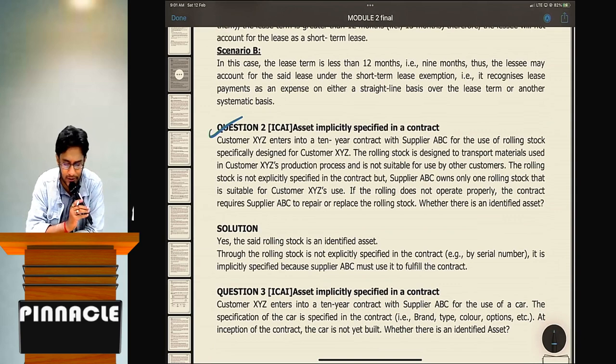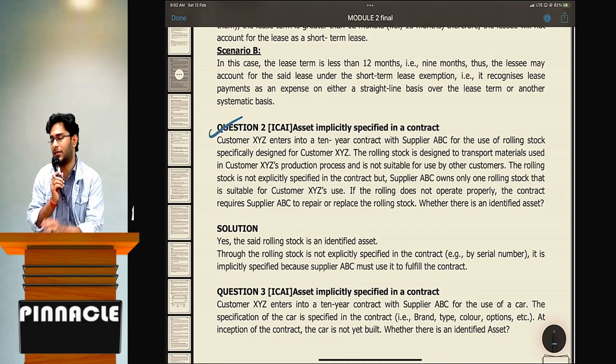Customer XYZ enters into a 10-year contract with supplier ABC for the use of rolling stock specifically designed for customer XYZ. The rolling stock is designed to transport materials used in customer XYZ's production process and is not suitable for use by other customers. The rolling stock is not explicitly specified in the contract, but supplier ABC owns only one rolling stock that is suitable for customer XYZ's usage. If the rolling stock does not operate properly, the contract requires supplier ABC to repair or replace the rolling stock. Whether there is an identified asset is the question.